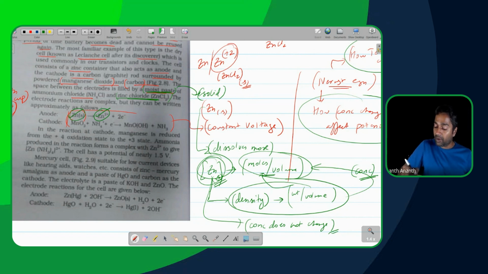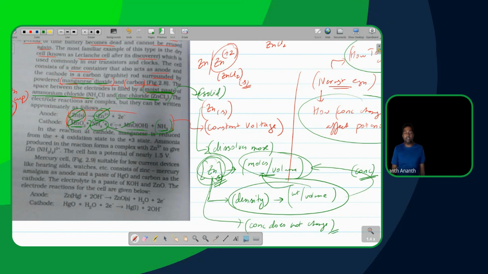MnO2 now, manganese dioxide, powdered manganese dioxide. Obviously solid, so solid again. Ammonium, how is ammonia present? Ammonium chloride, moist paste, solid. MnOOH, solid. Ammonia is a gas which is trapped on the inside, and it is present with the ammonium ion. So again, a solid. So the entire thing is purely made up of solid substances.